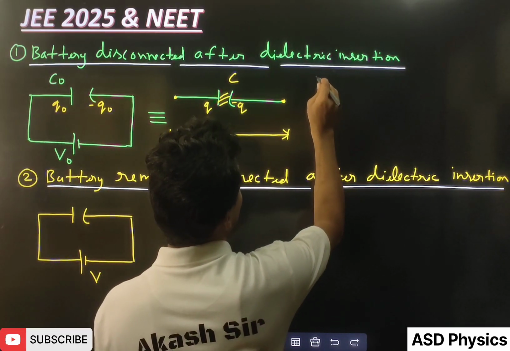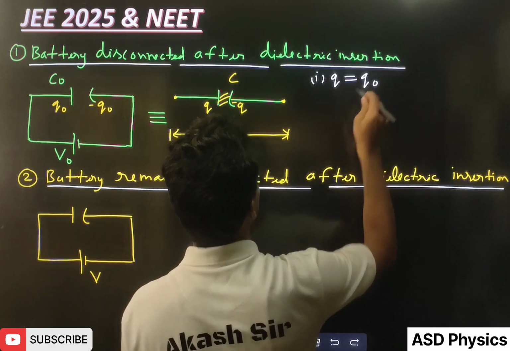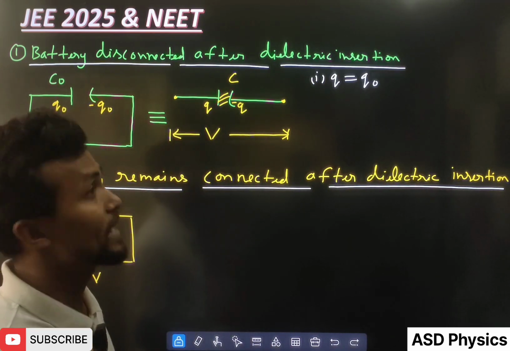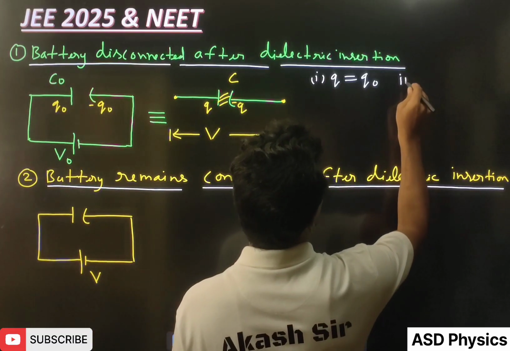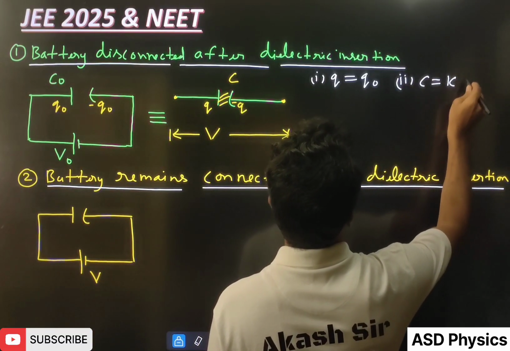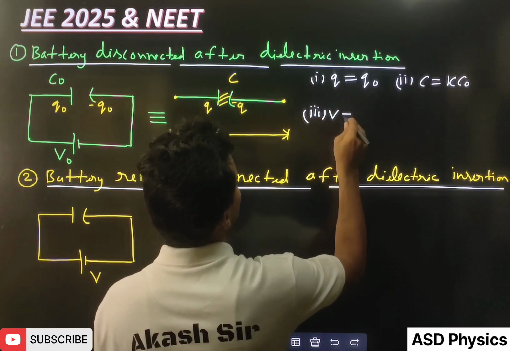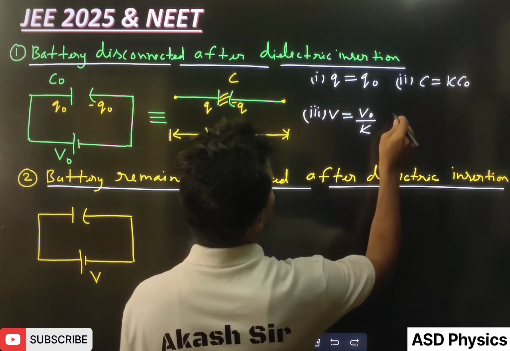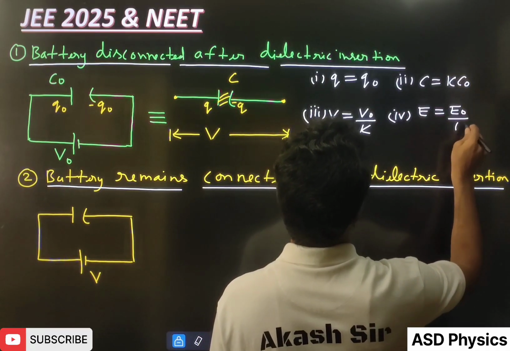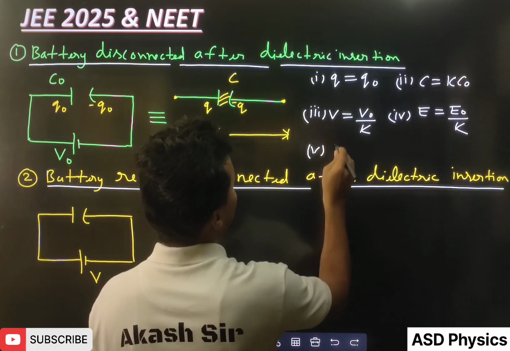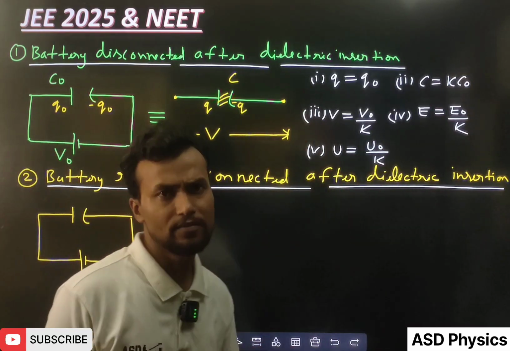First, the most important thing: the charge will remain the same when the battery is disconnected after inserting the dielectric. Second, the capacitance C will be equal to K C0. Third, the potential will be V equal to V0 by K. If I talk about the electric field between the plates, it will be E0 by K. And last, the energy will be U0 by K. So these five things are there.